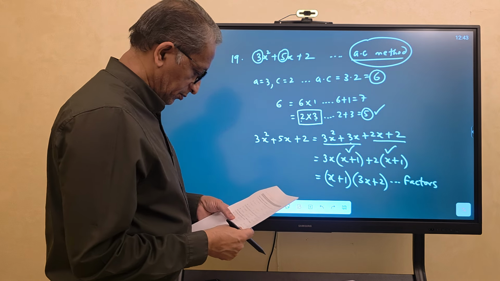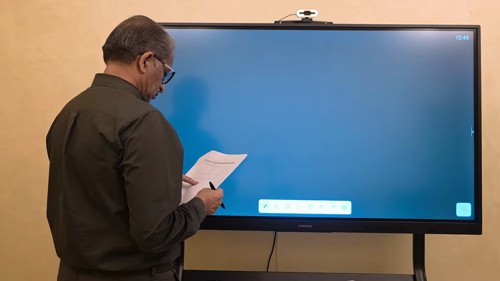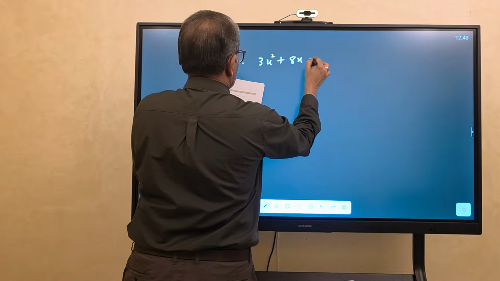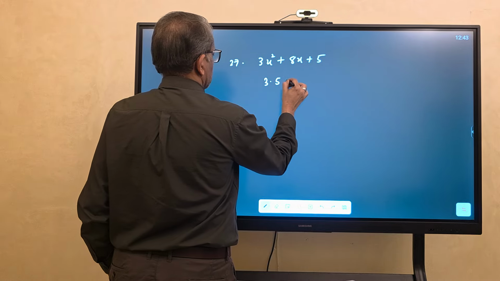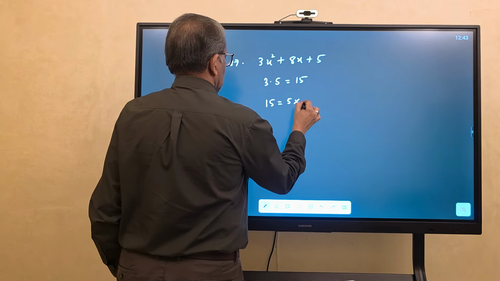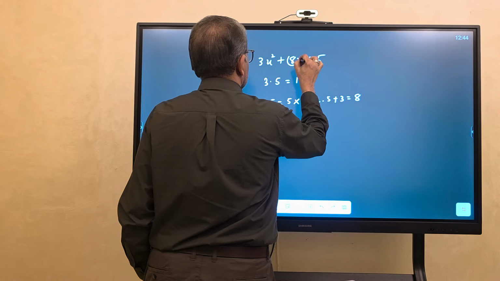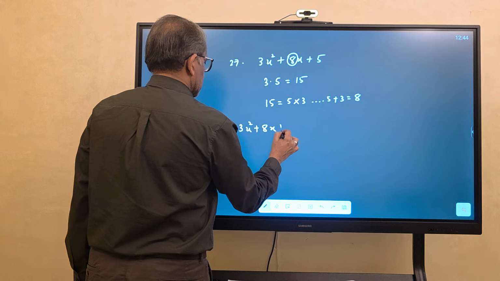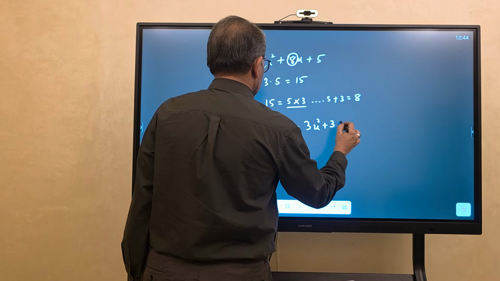Let's do another example. 3u square plus 8u plus 5. Here A is 3, C is 5, so 15. Let's find the factors of 15. 5 into 3, 15, and then 5 plus 3 is 8. That's what I want, so I will select this. So how will I write it now? You see, 3u square plus 8u plus 5. This middle term I will split like this: 3u square plus 3u plus 5u.